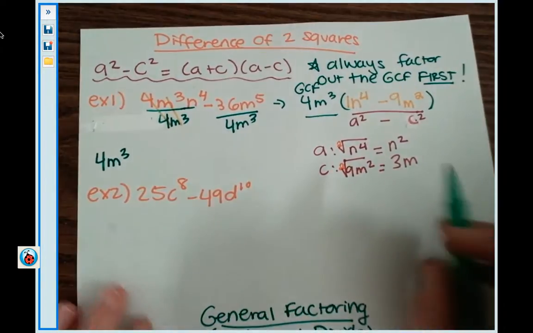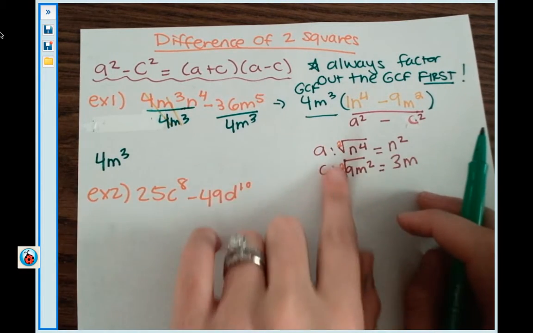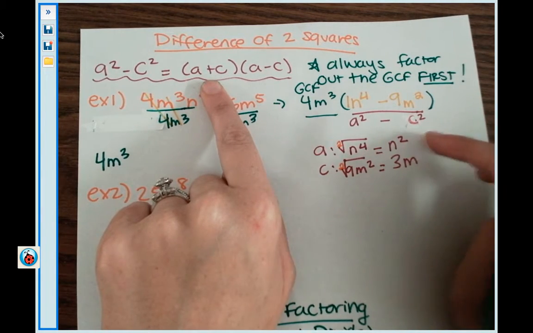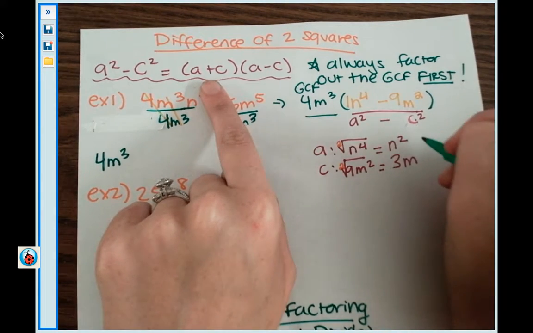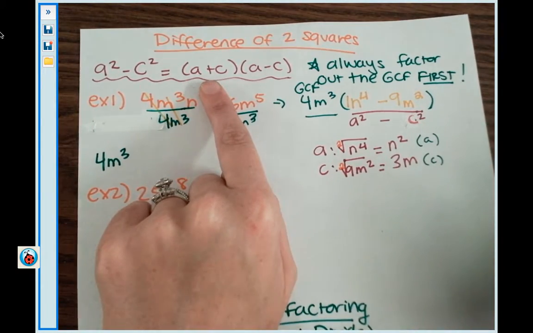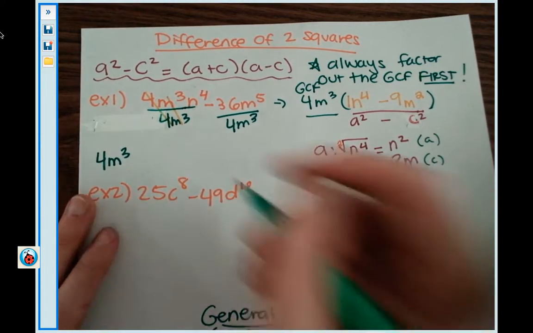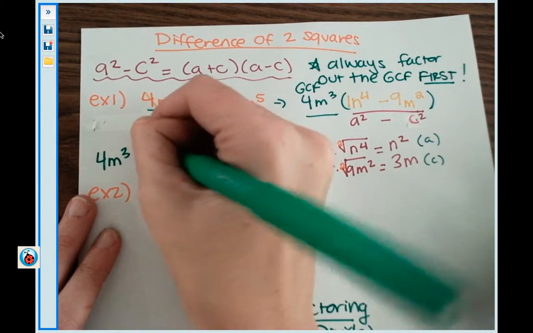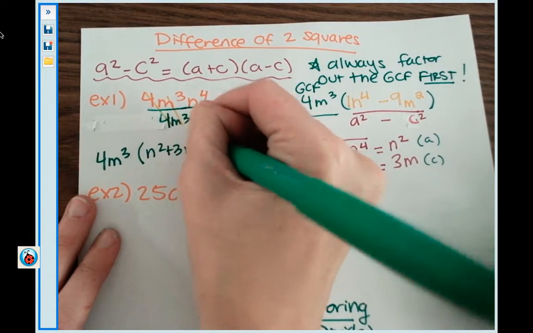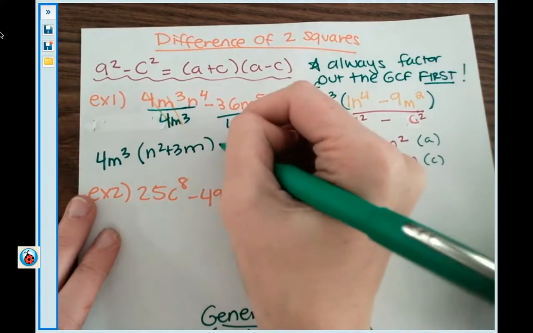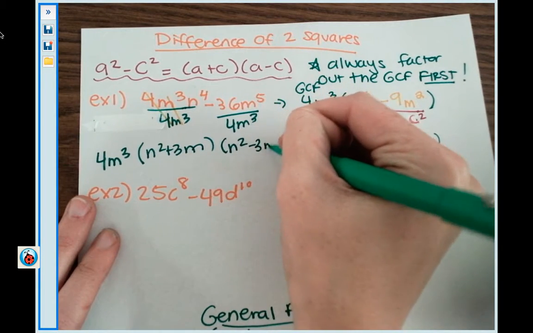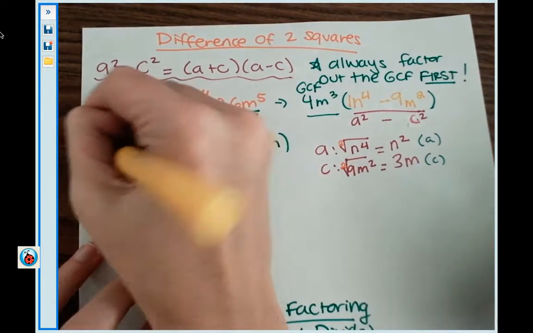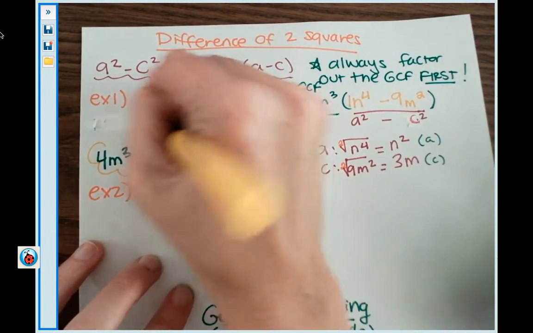Okay, and in the parenthesis, what we do after we square root each piece is we add the a and the c, which this is my a, and that's my c. And then we subtract the a and c. So it will be n squared plus 3m, and then we add them one time and we subtract them one time, and then n squared minus 3m. And then we're done, you guys. We factored using the GCF rule and a difference of 2 squares. So this will be my final answer.